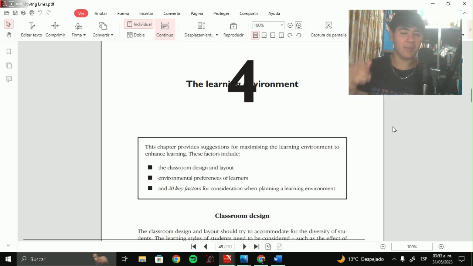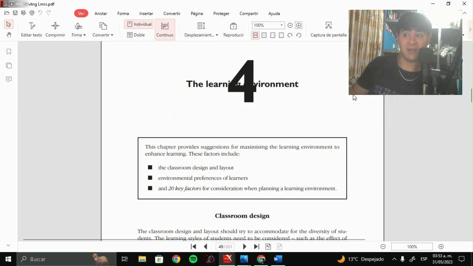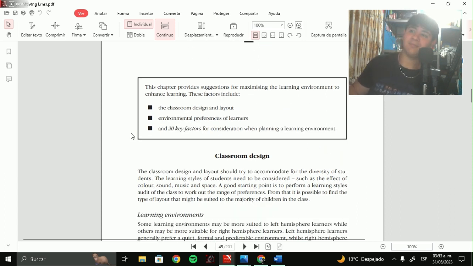Today we are dealing with this book that is Motivating Learners in the Classroom. Today we are focusing on chapter 4 of this book, that is the learning environment. This chapter deals with 3 concepts: the classroom design and layout, environmental preferences of learners, and 20 key factors for consideration when planning a learning environment. As my peers already talked about the 20 key factors, today I am narrowing the scope to the first 2 concepts. So let's get started.